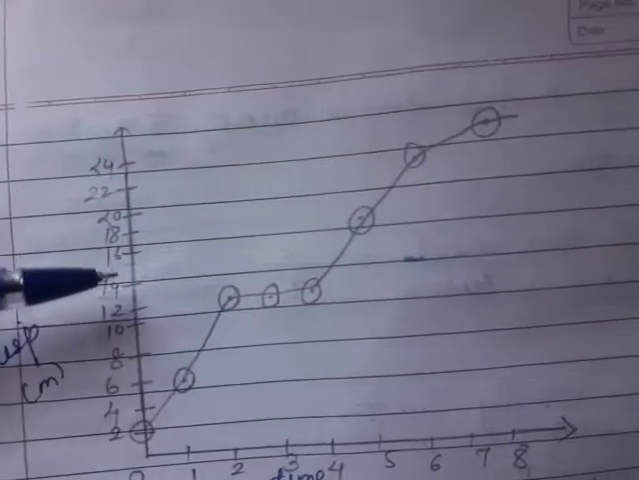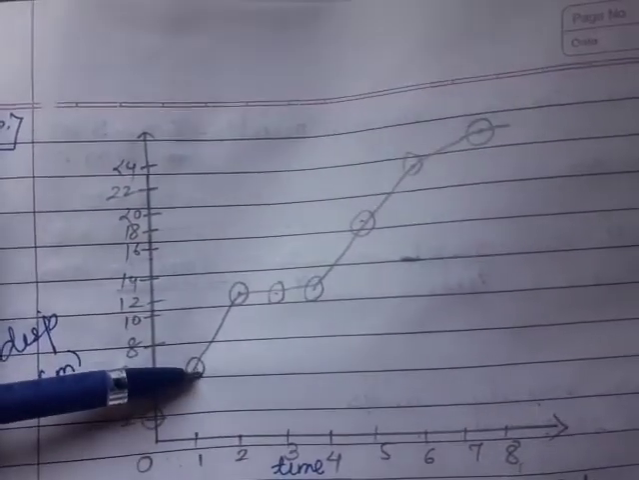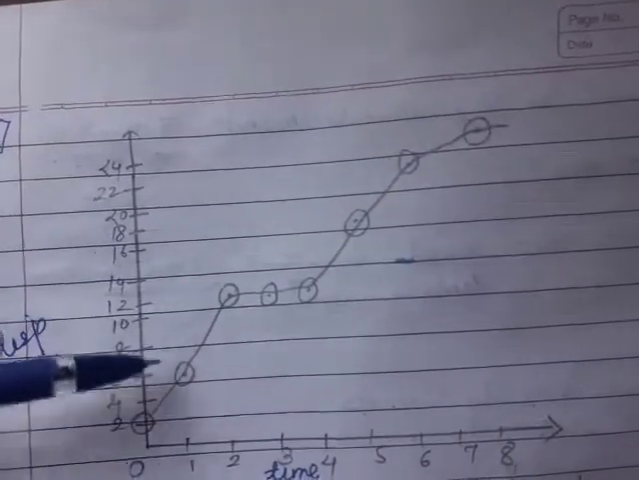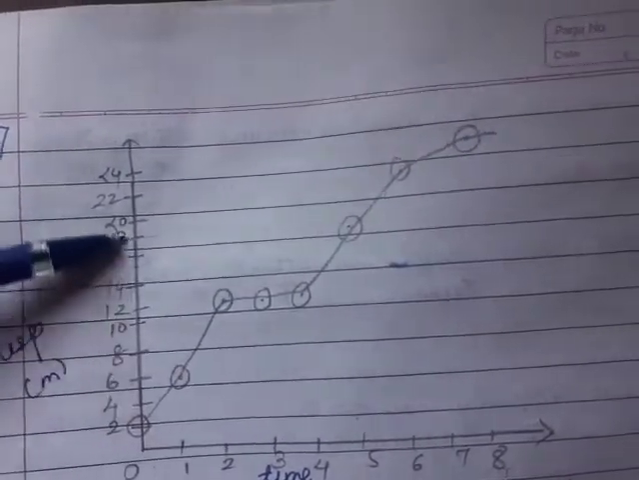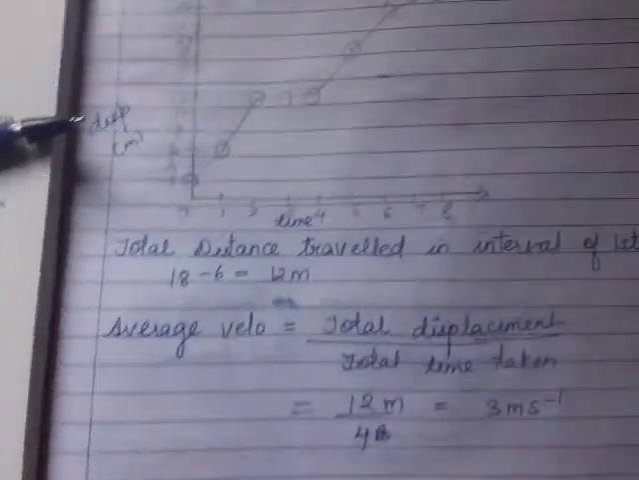So here also you can observe. Now what did I say? For 1 it was 6. Okay, 6 here and 18 here. So between them, 18 minus 6, how much is the distance? That is 12 meters. So 18 minus 6 gives me 12 meters.